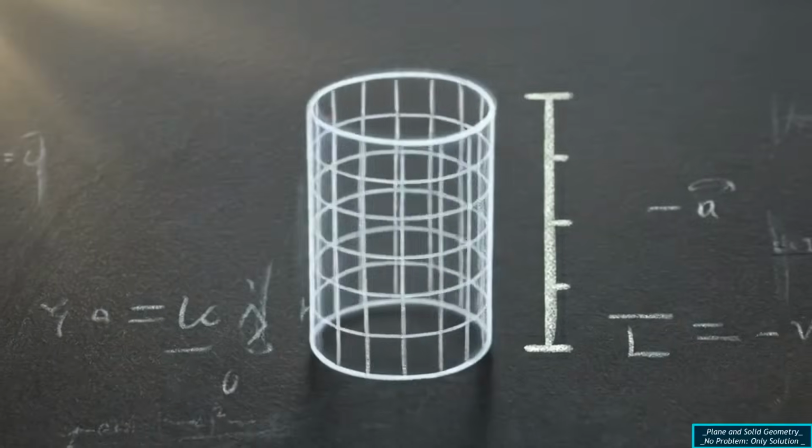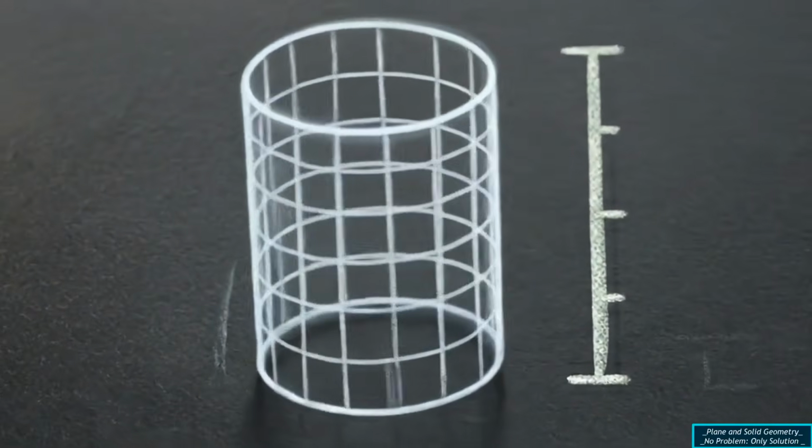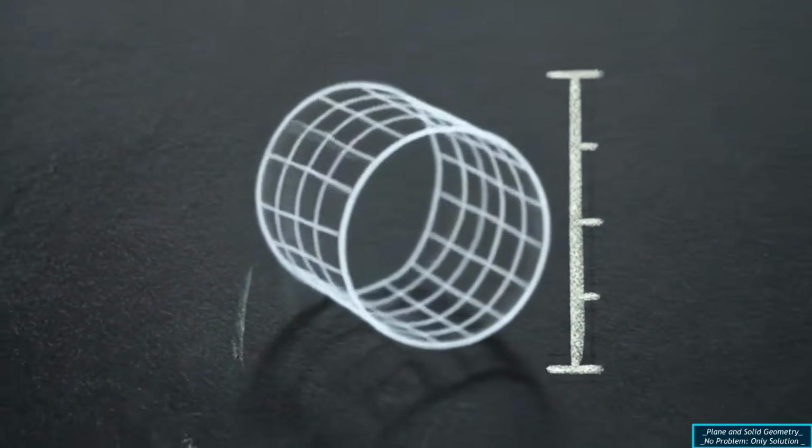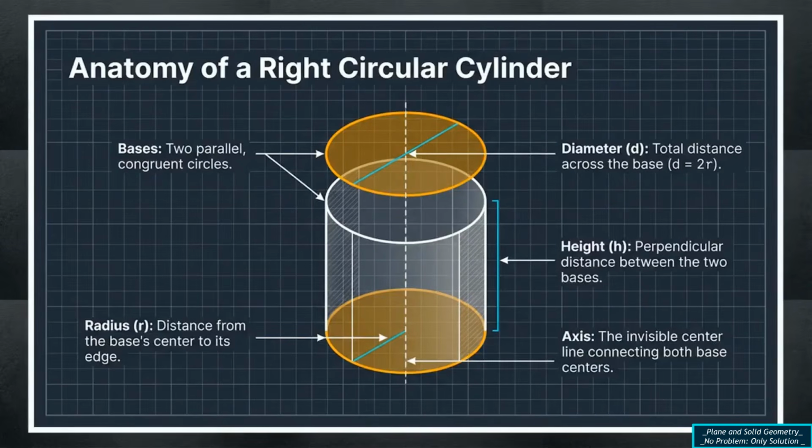By looking at the 3D geometry of cylinders as a series of connected parts, we can solve engineering problems through the lens of spatial volume. The cylinder is built on two parallel, congruent circles that serve as the bases. The straight, perpendicular distance connecting these two circles is the height.